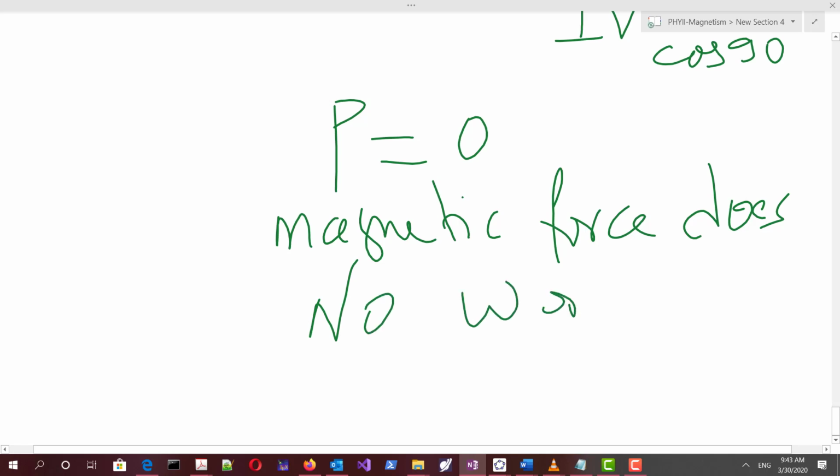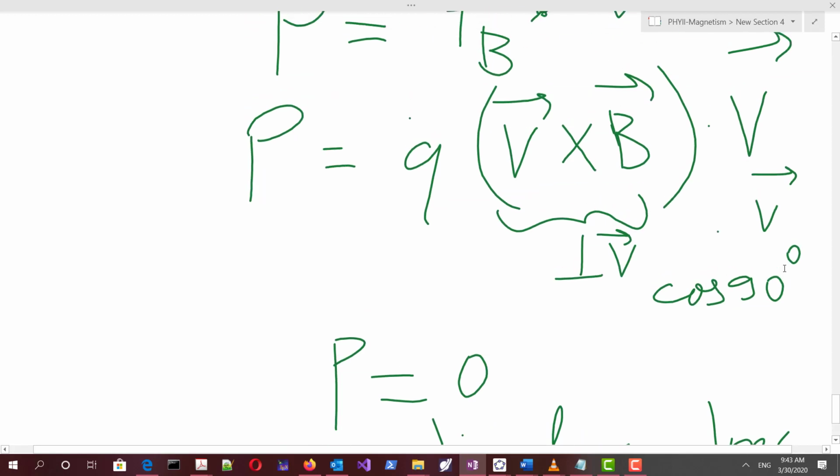The magnetic force does no work, period. Because it never delivers power. And that's because it immediately has to do with this cross product business. So this is, in a nutshell, basically the entire chapter.